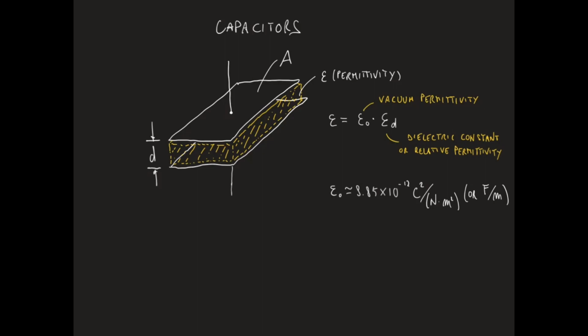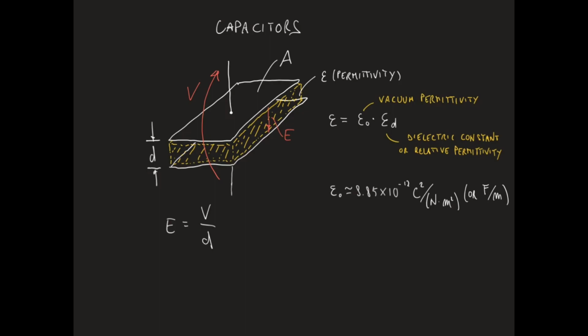Now assume we have a voltage drop V between the two plates of the capacitor. As a consequence, we will have a field E between the two plates given by V divided by the distance D between the two plates.